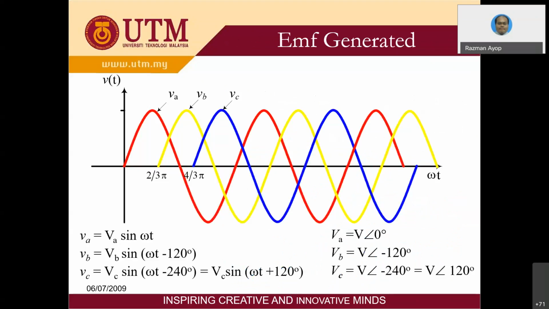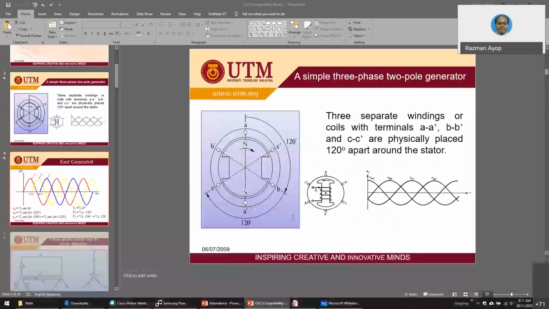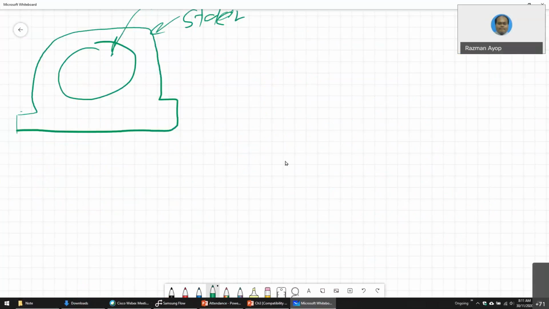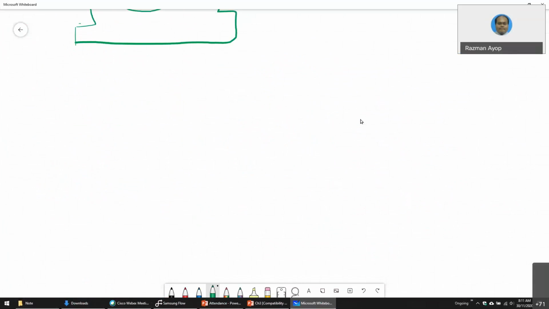This is the waveform. Make sure you know how to draw this. It is important for you to know how to draw this. Usually, because there are three phases, you need to label them properly. So what is the labeling used for a three-phase system?